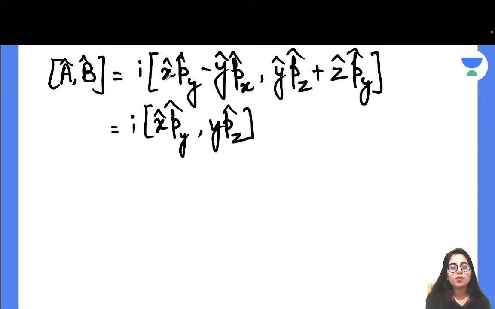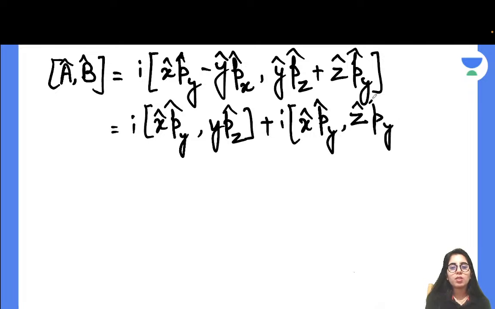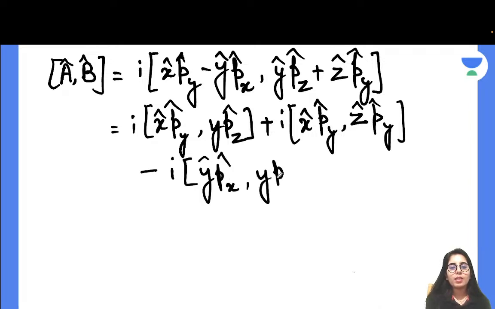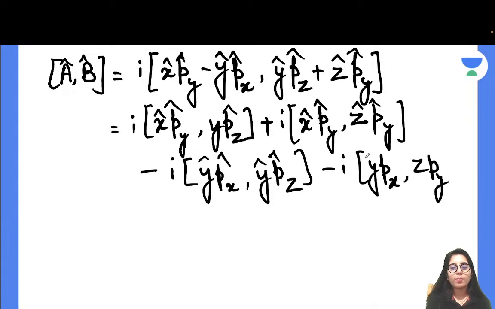So this is the first of the first part and the first of the second part, right? Then plus the first of the first part and the second term of the second part. You just generally do the pairing of these terms and simplify them. Minus i, just simply iota, y p_x comma y p_z, right? Minus i y p_x comma z p_y, right? This is what you have to consider. Now, it is just simplification we have done.